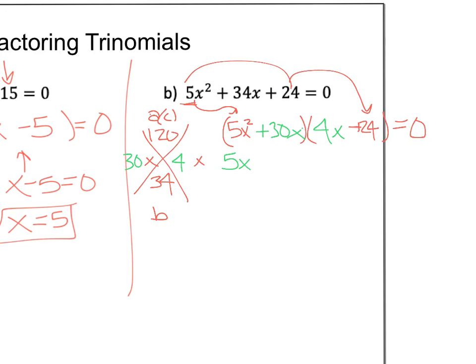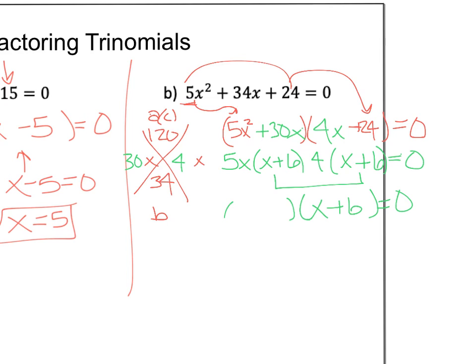So I get 5x, so that will give me x plus 6. And then 4x plus 24, I'm going to factor out the greatest common factor, which is 4. That'll leave me with x plus 6. All right, now what you should see is that these two sets of parentheses look the same. That's perfect. That's part of our answer. It's one of our factors. All right, and the other is going to come from this 5x plus 4.